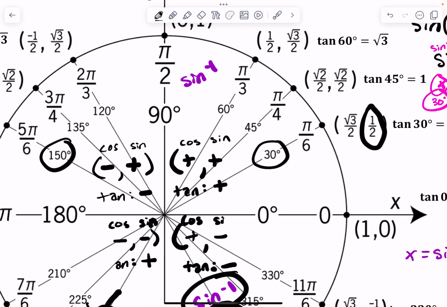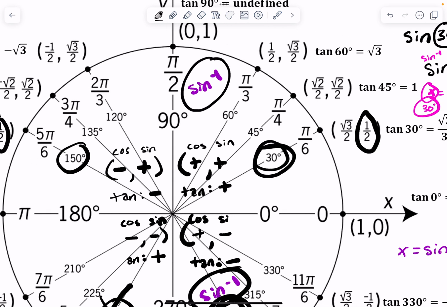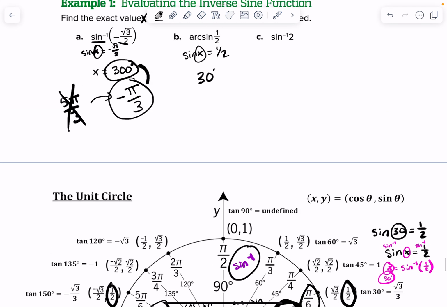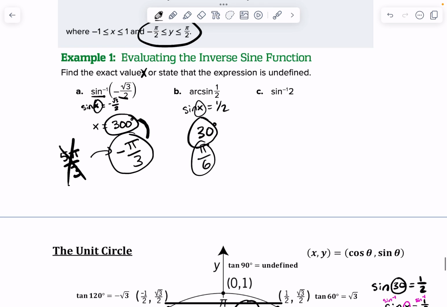It's going to be 30 degrees because inverse sine lives in the first quadrant, so it's either going to be 30 degrees or pi over 6. 30 degrees as a degree, pi over 6 as a radian. Either one of those. I wonder if it will tell you on your homework assignment. I bet it will tell you whether it wants radians or degrees.